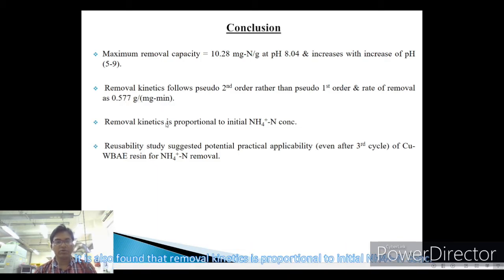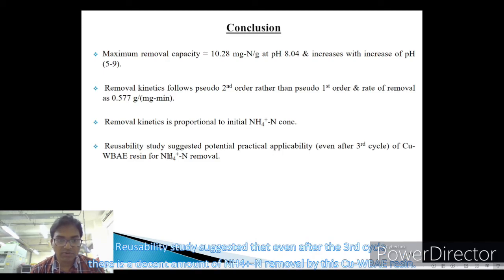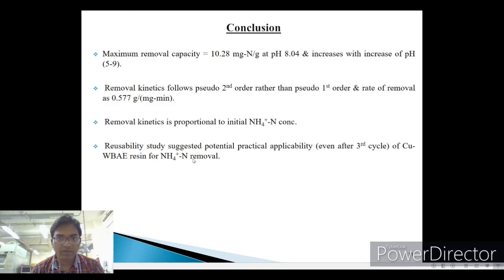It has also been found that for removal kinetics, the rate is proportional to the initial ammonium nitrogen concentration. And as per the reusability study, even after the third cycle there is a decent amount of ammonium nitrogen removal by this copper supported weak base anion exchange resin.